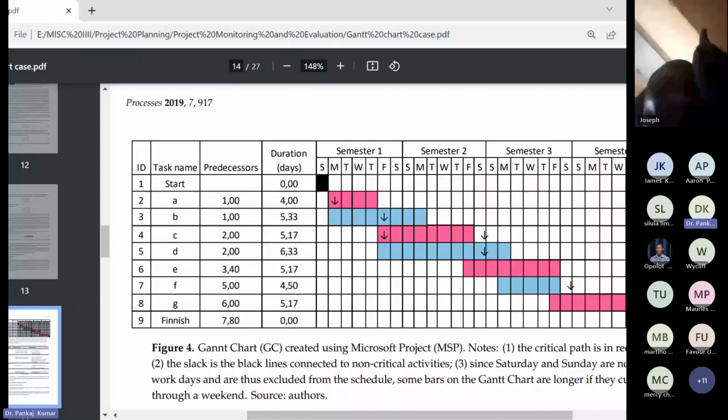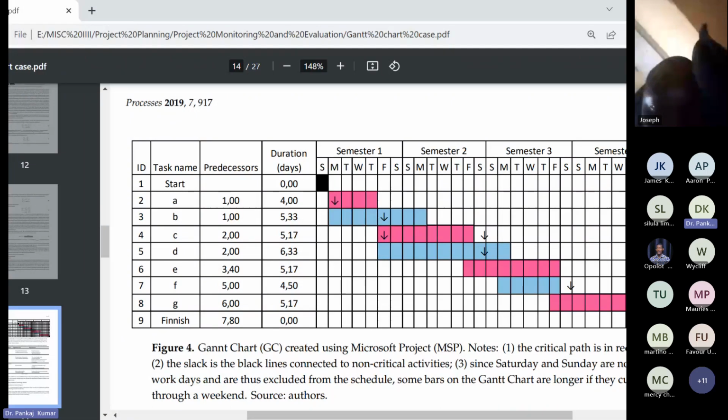Slack information can help in optimizing resource allocation, ensuring that resources are focused on critical tasks while maintaining a buffer for non-critical tasks. It is important to note that while slack provides flexibility, it should not be used as an excuse for unnecessary delays. Effective project management involves monitoring the project progress, addressing issues promptly, and using slack judiciously to enhance project efficiency.